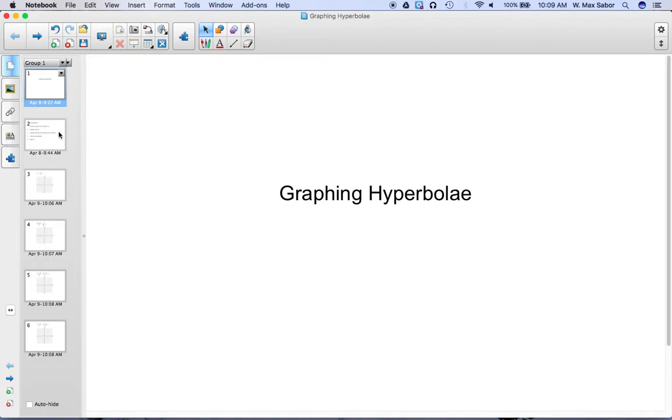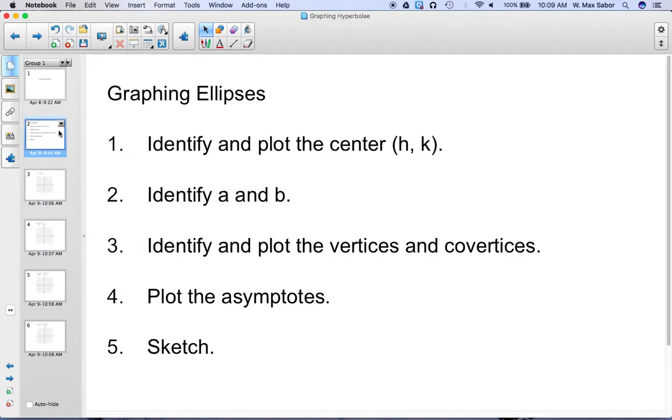How do we graph hyperbolae? We want to start by plotting the center. Then we need to use A and B to find the vertices and covertices, plot the asymptotes, and sketch. It's optional to plot the foci, but frequently people will.